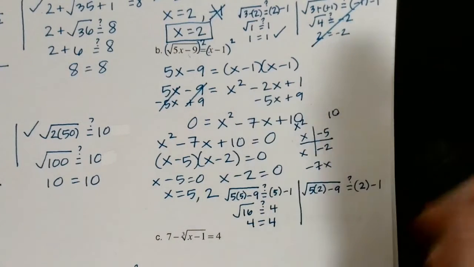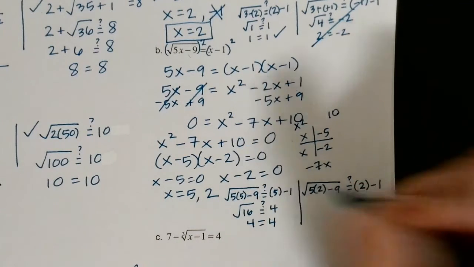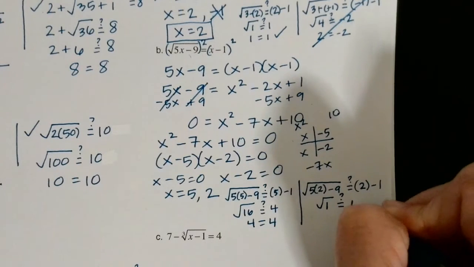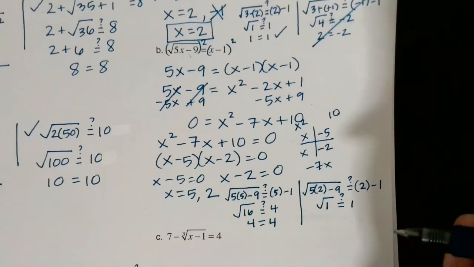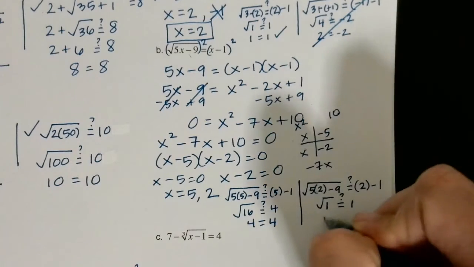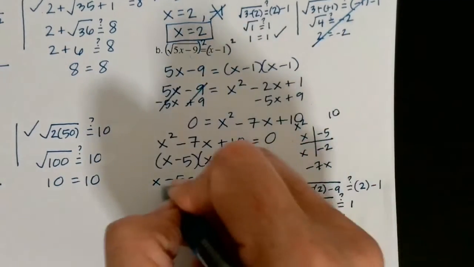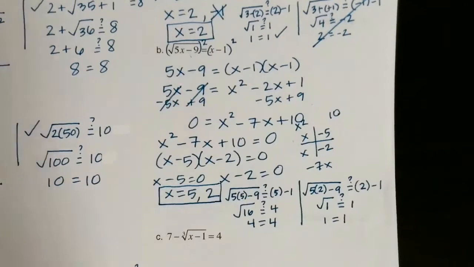And then here I have the square root of 5 times 2, which is 10, minus 9 is 1. Does that equal 2 minus 1? Why, yes. Yes, it does. So I get that both of these are good solutions. So it's not always going to eliminate one. Both of those are actually great solutions.